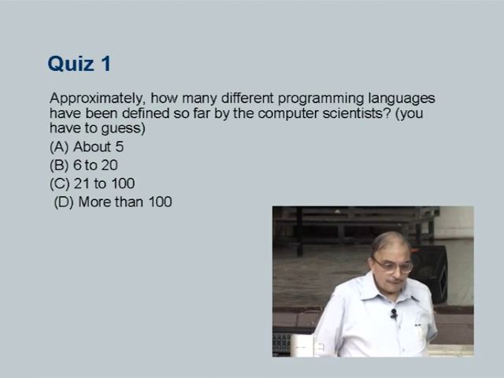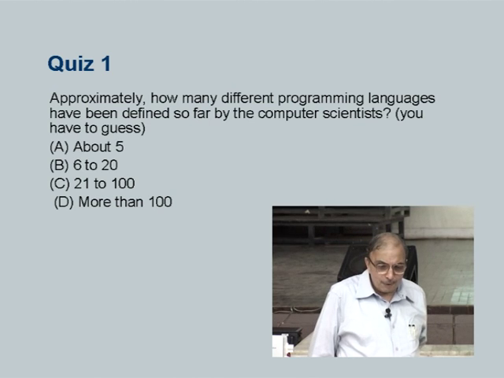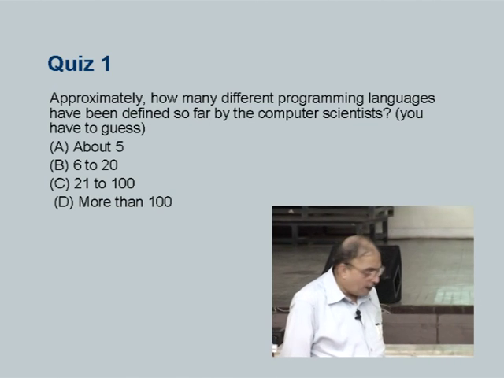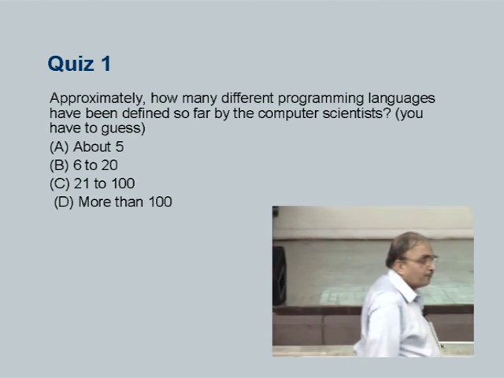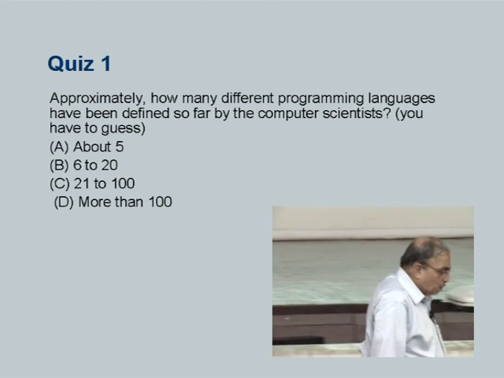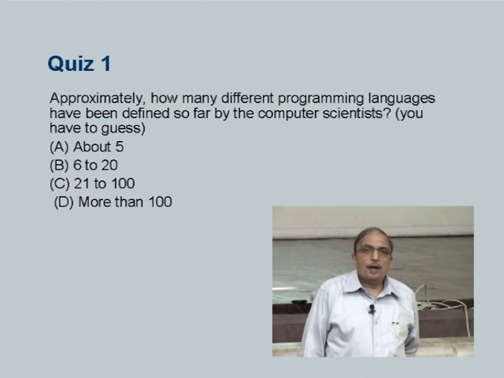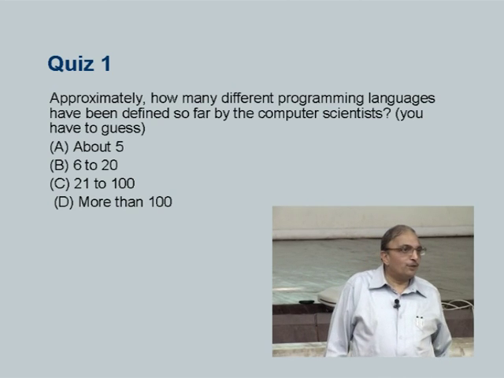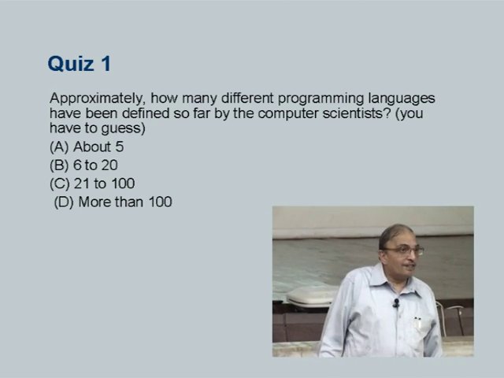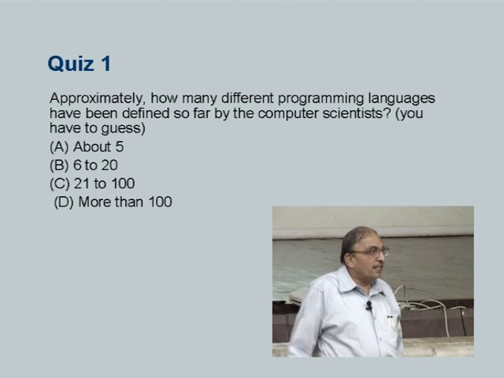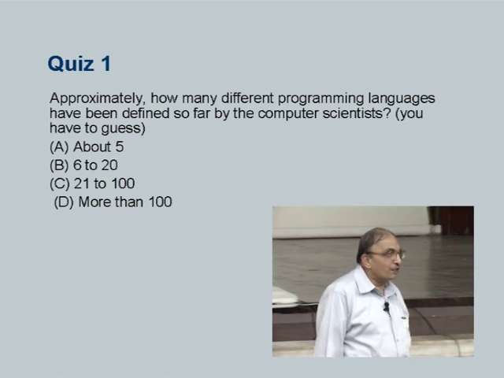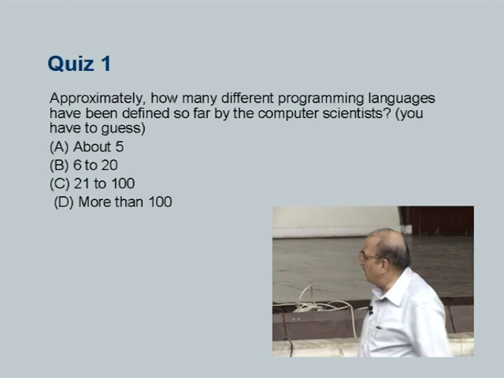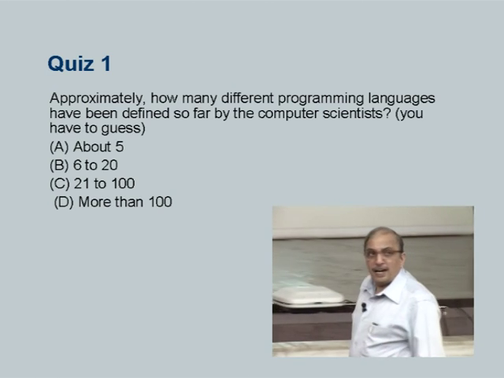Here is the first quiz. Approximately how many different programming languages have been defined so far by computer scientists? You would have heard of some. Yesterday we spoke of Fortran, we spoke of COBOL, spoke of ALGOL, and then we said C. I also mentioned the other programming language called D, etc. So any guesses? Anybody for A?